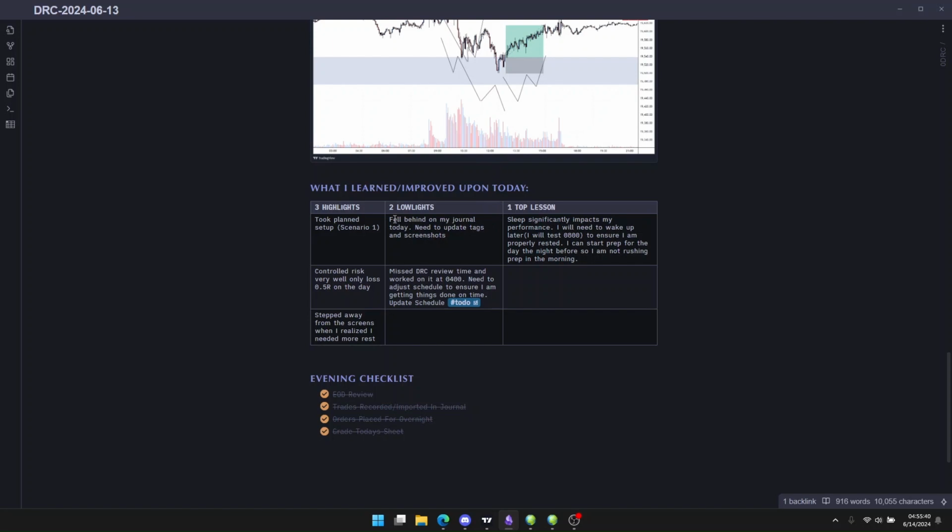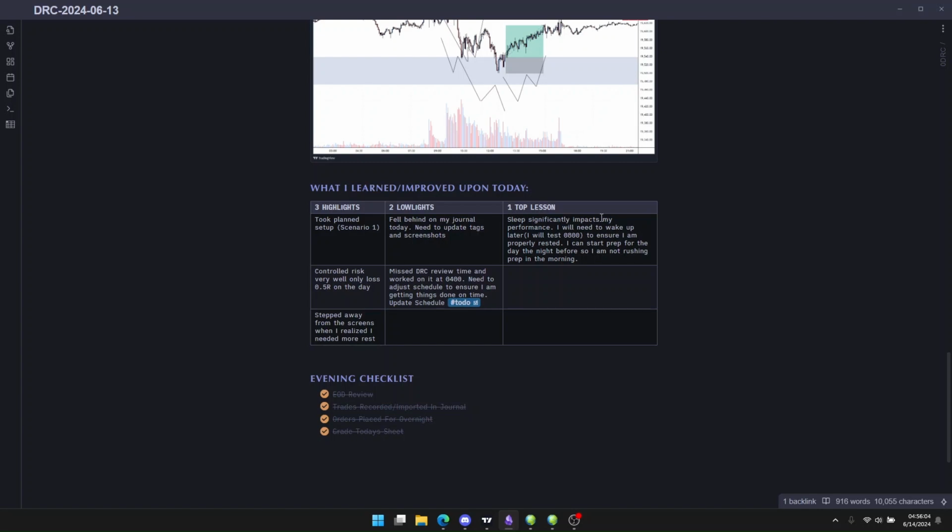Two lowlights. I fell behind on my journal today. I need to update tags and screenshots. I missed DRC review time and worked on it at 4, like it's 4:55 right now, and need to adjust schedule to ensure I'm getting things done on time. So I need to make an adjustment in my schedule so I make sure I get these things done on time and get rest.